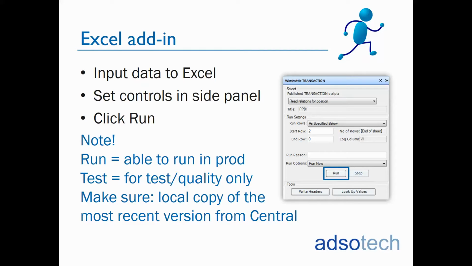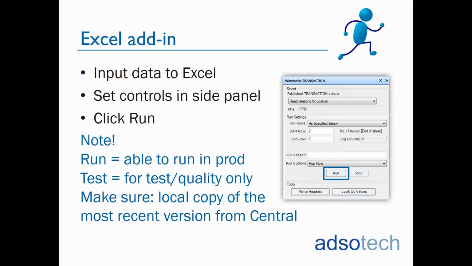All in all, to run a script with the add-in is very easy. Once you have a local copy of the correct template, simply input the data to the template, open the side panel, and set the controls. Click Run. Most often, the Run button will indeed say Run, and it means you are able to run the script against a production SAP environment. Also, test environment is okay.